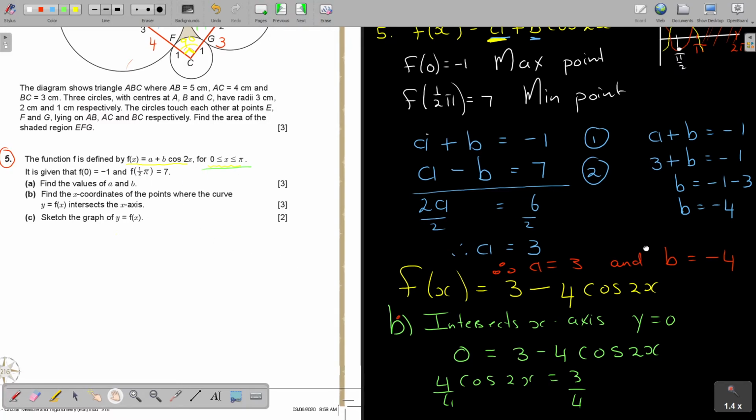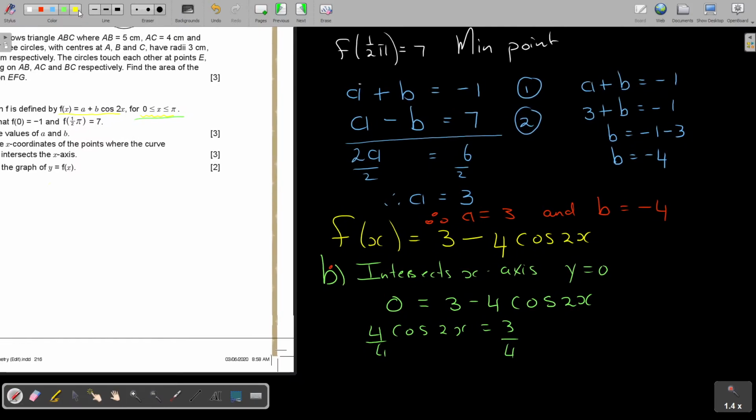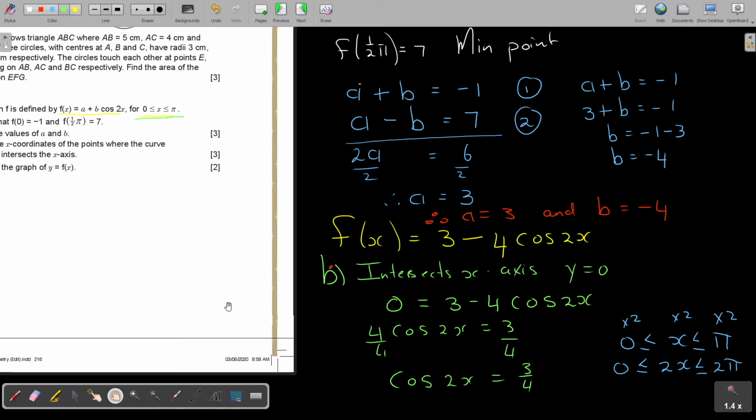But don't forget, that domain was for x. Okay, let's just fill it in here. That was when x was bigger than or equal to 0 and smaller than or equal to pi. But that is now 2x. So I have to multiply by 2, multiply by 2, multiply by 2. So it's 2x. Okay. So I'm actually going to solve cos 2x is 3/4 in that domain. Let's just do that.